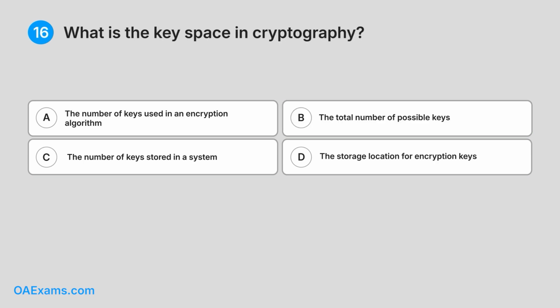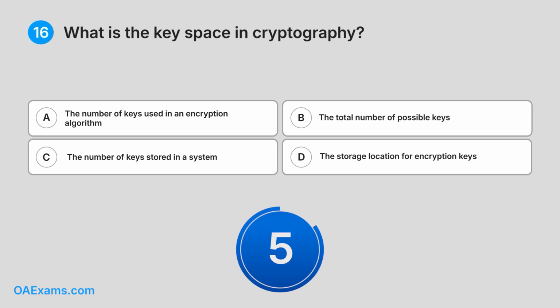16. What is the key space in cryptography? A. The number of keys used in an encryption algorithm. B. The total number of possible keys. C. The number of keys stored in a system. D. The storage location for encryption keys. What do you think is the answer?